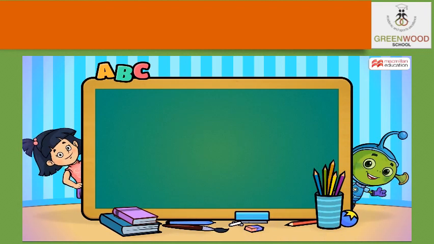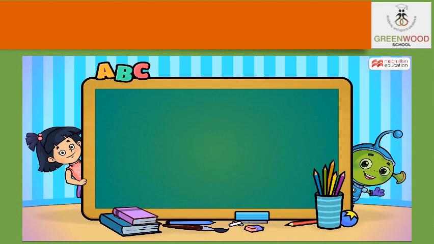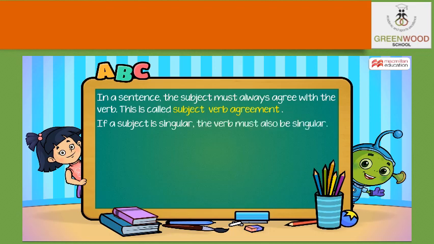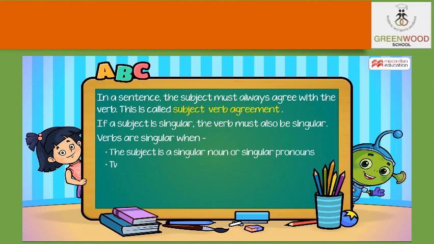Alright, today I learned about subject-verb agreement. In a sentence, the subject must always agree with the verb. This is called subject-verb agreement. If a subject is singular, the verb must also be singular. Verbs are singular when the subject is a singular noun or singular pronouns, or when two nouns joined by and refer to one and the same thing.